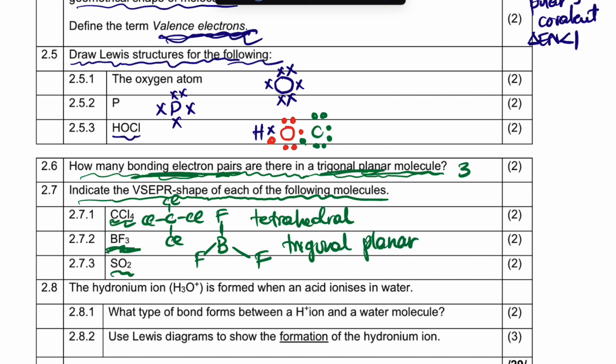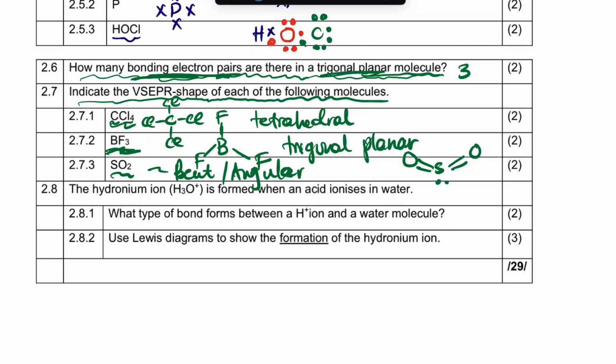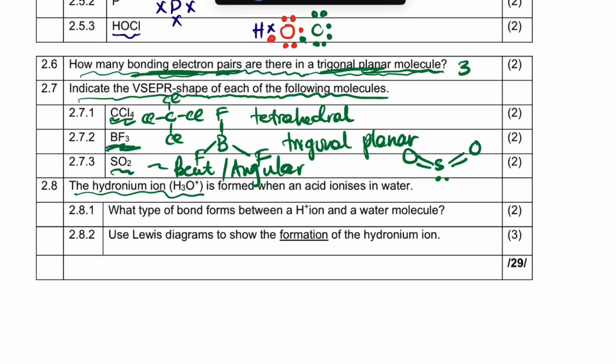Right? And SO2, it's a bent shape. It is a bent or an angular shape. You don't have to draw the structure, guys. I'm just showing you. It's an angular shape. The SO2, it's like this. It has a double bond and a double bond, and oxygen, and the lone pair there. It's bent.